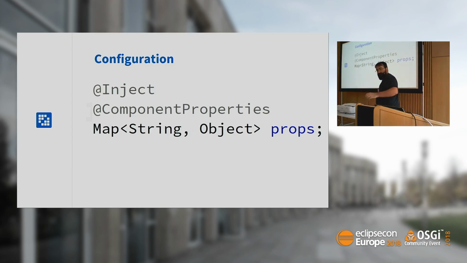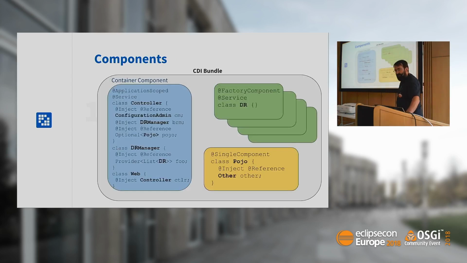Now if I make that injection point from the container component, I get the container component properties. These will all see the same container component properties. But if I'm in the single component and I ask to be injected with the component properties, I'm going to get the component properties associated with the single component. Same for the factory, and I'll get the component properties associated with the factory instance. Right?